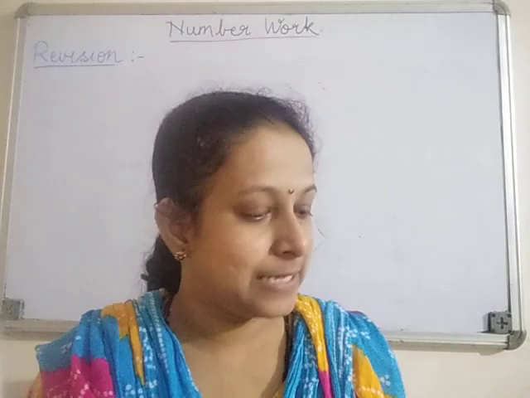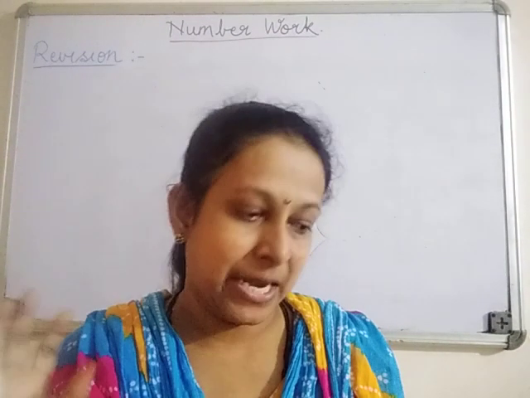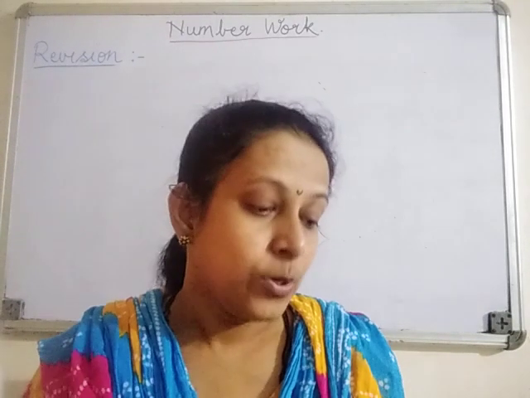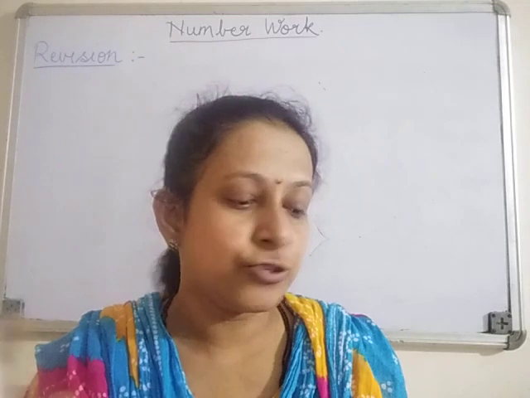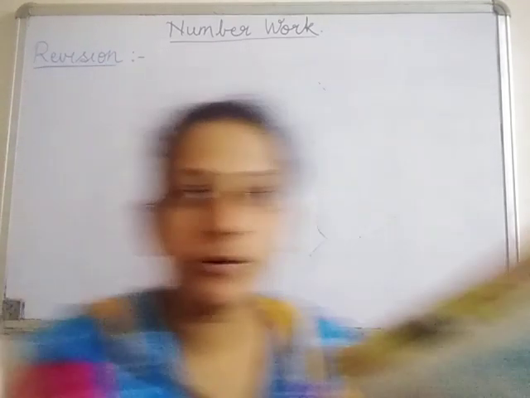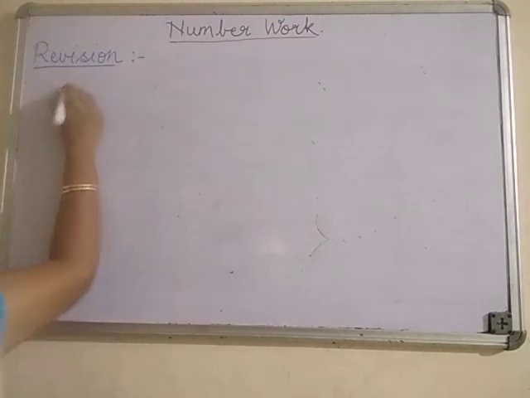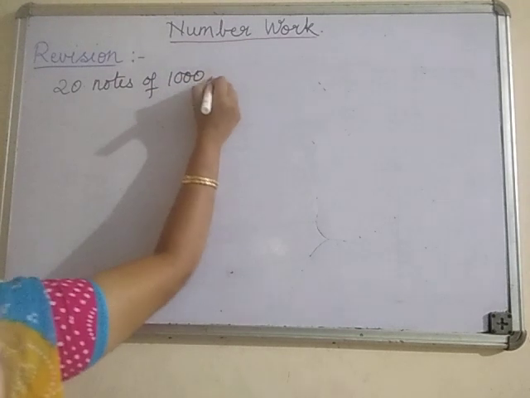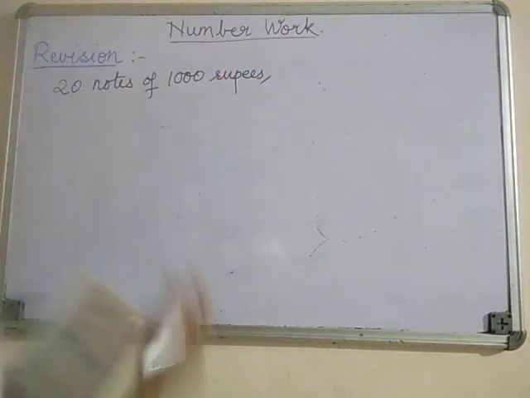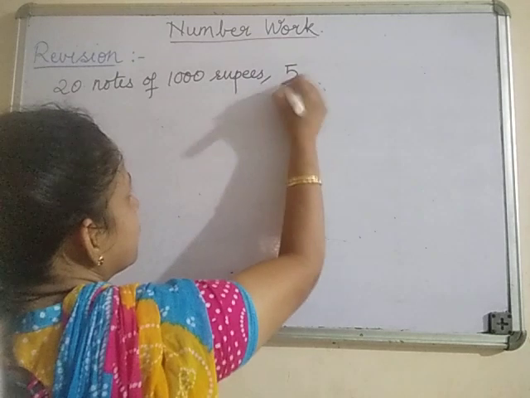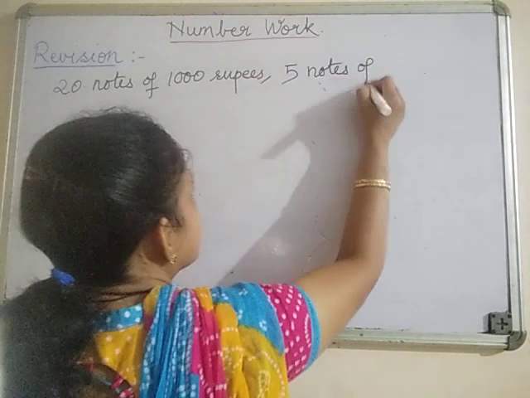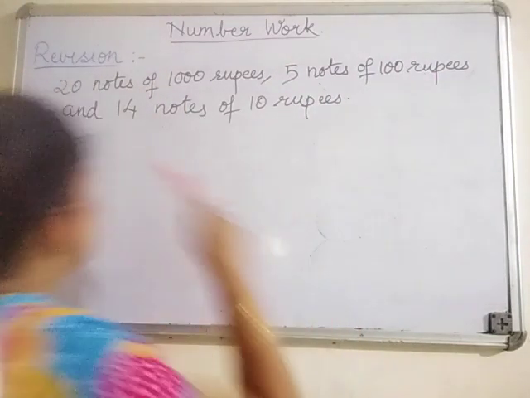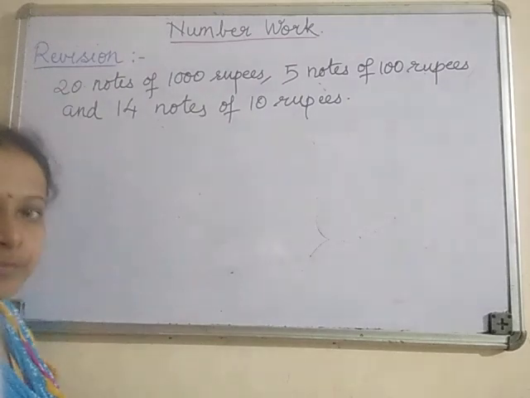Now the fourth question is, how many rupees do they make? So this also you have learnt last year about counting of the notes, right? Now the first question is 20 notes of 1000 rupees. Okay, there are how many notes? 20 notes of 1000 rupees, then 5 notes of 100 rupees and 14 notes of 10 rupees. How we are supposed to write this?